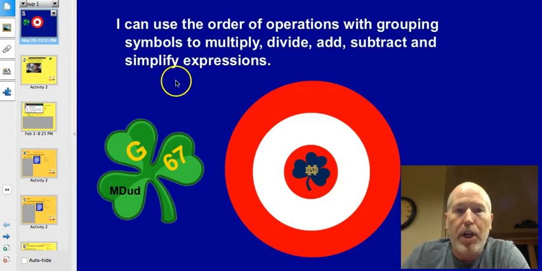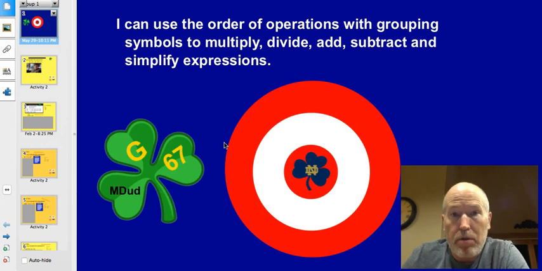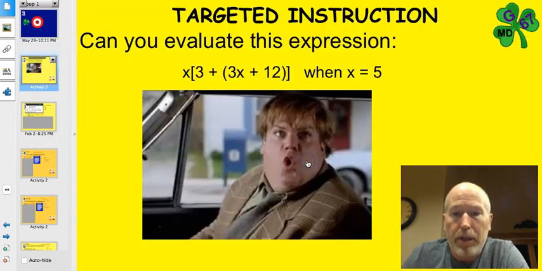Alrighty, tonight officially our target is I can use the order of operations with grouping symbols to multiply, divide, add, subtract, and simplify expressions. I'm going to throw negative numbers in there as well. All right, let's do this thing.